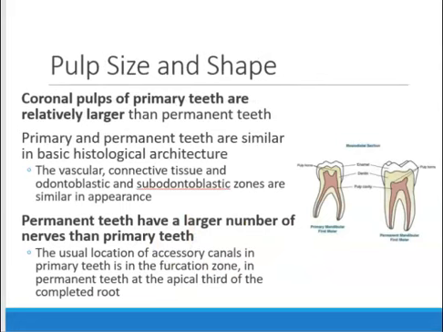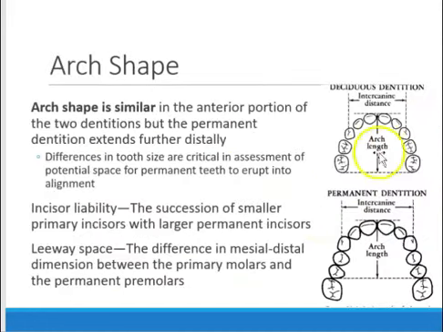Let's look at the pulp size. If you look at the primary tooth, the pulp is larger. But if you look at the permanent, the pulp is smaller. Another difference between the two is that the permanent teeth have more nerves in the pulp compared to the primary teeth. Last slide, this is the arch shape.